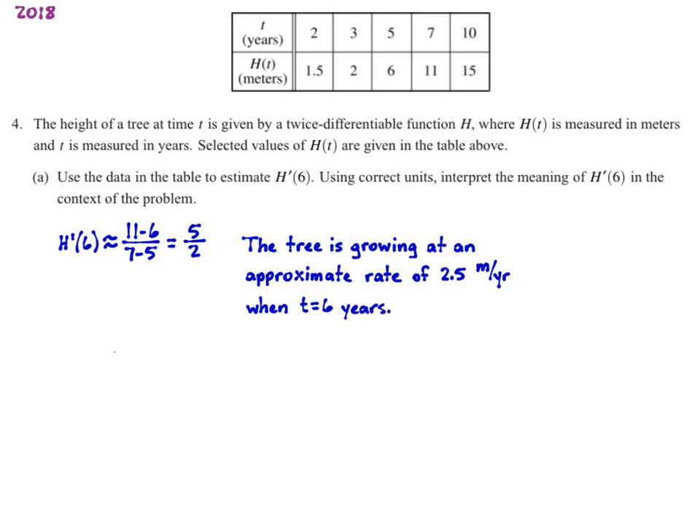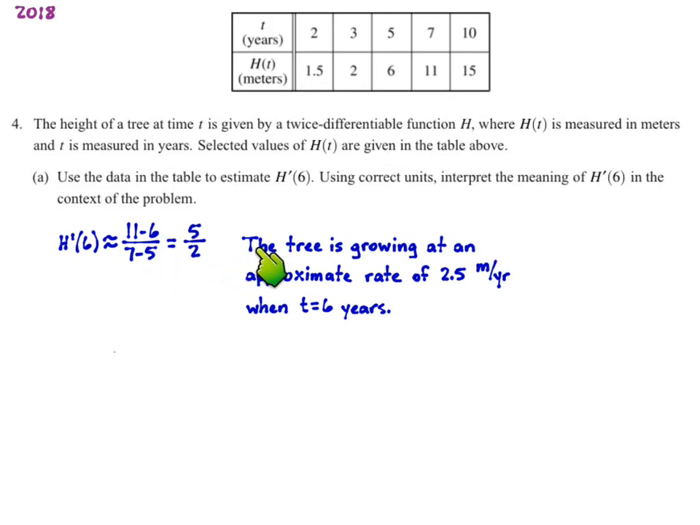So I used my answer in my explanation. It didn't say to do that necessarily. It just says interpret the meaning of h prime. So you could just say h prime of 6 is the rate at which the tree is growing in meters per year when t equals 6 years.